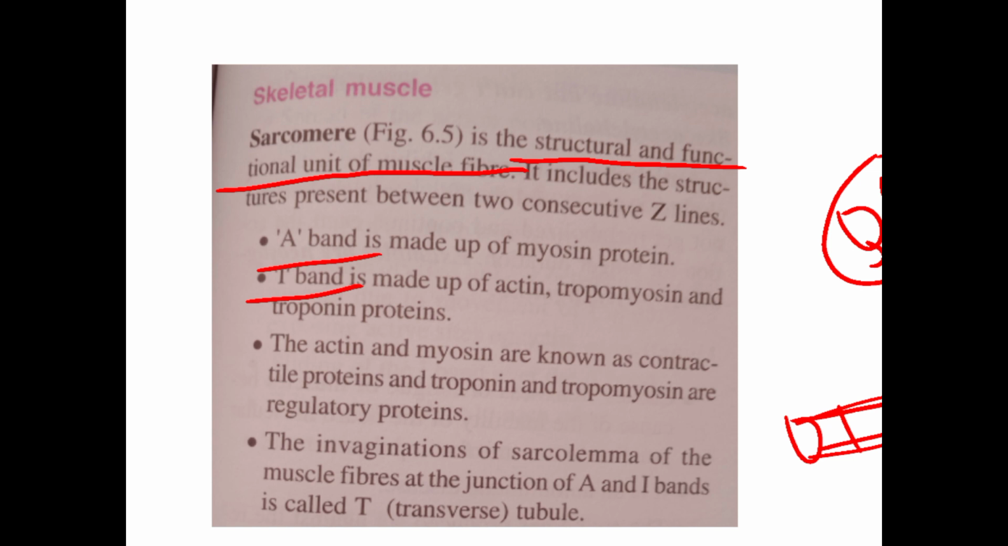The A band is made up of myosin protein, and the I band is made up of actin, and also troponin and tropomyosin proteins. These are the contractile proteins, very important for muscle contraction.